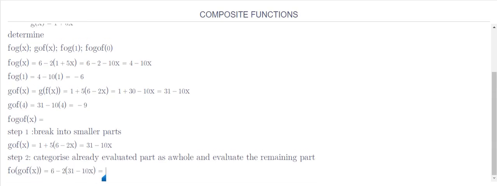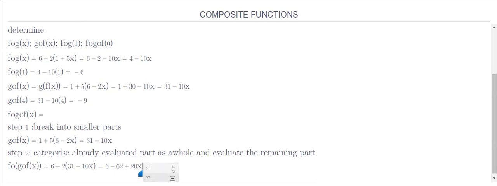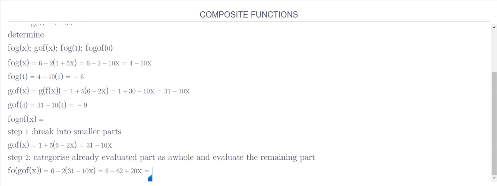So ensure you use bracket to avoid complication. So this can be simplified into 6 minus 2 multiplied by 31 is 62. Then plus negative times negative is positive, so plus 20x. And now this can be further simplified into 20x minus 62. 6 minus 62 is going to be giving you 56.